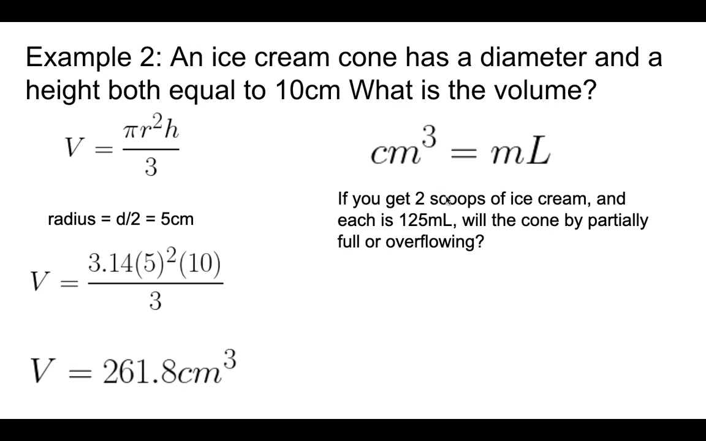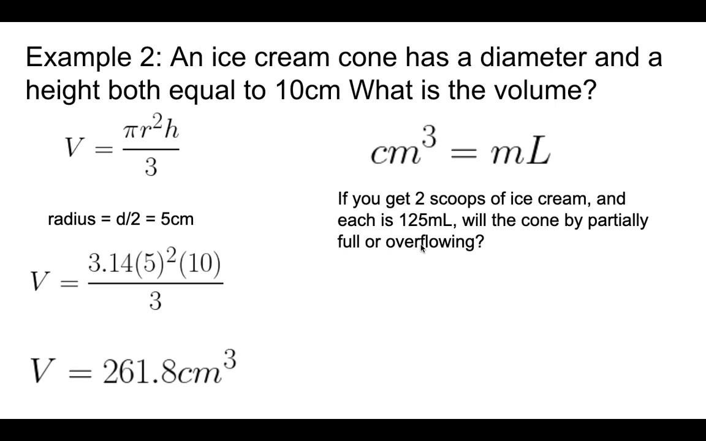So you get 2 scoops of ice cream, and each scoop is 125 milliliters. Now, let's say when you put it into the cone, you don't just put it on top, you try to get as much into the cone as possible. So if you do that, will the cone be partially full or will it overflow? Will part of the ice cream come out of the top?